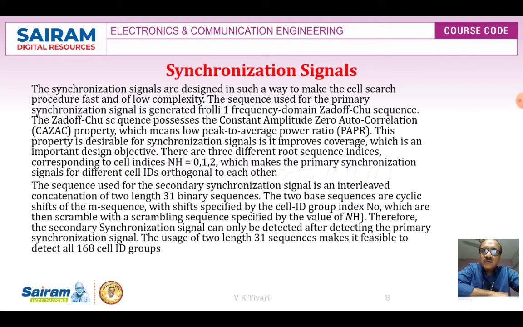The sequence used for the secondary synchronization signal is an interleaved concatenation of two length-31 binary sequences. The 2 base sequences are cyclic shifts of the M sequence, with the shifts specified by the cell ID group, which is then coupled with the scrambling sequence specified by the value of N_ID^(2). Therefore, the secondary synchronization signal can only be detected after detecting the primary synchronization signal. The use of 2 length-31 sequences makes it feasible to detect the 168 cell ID groups.